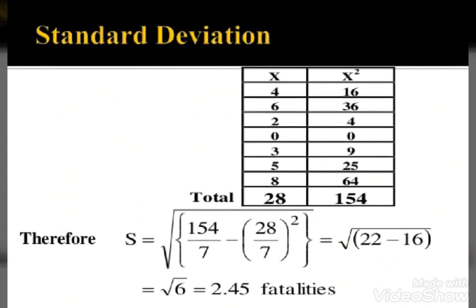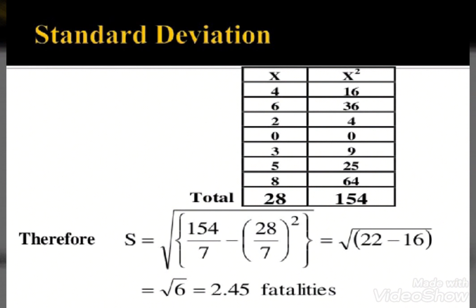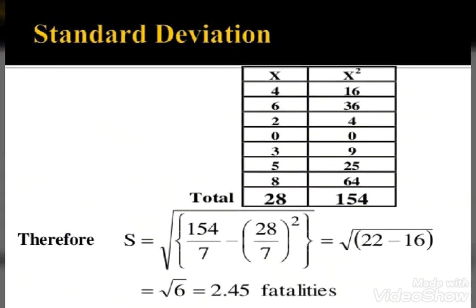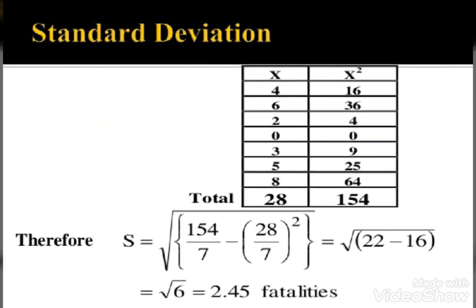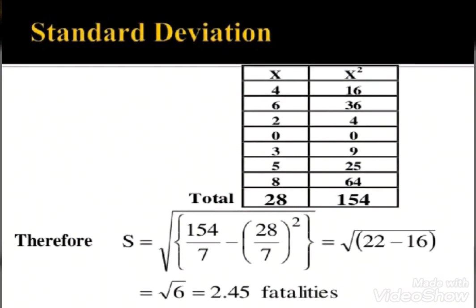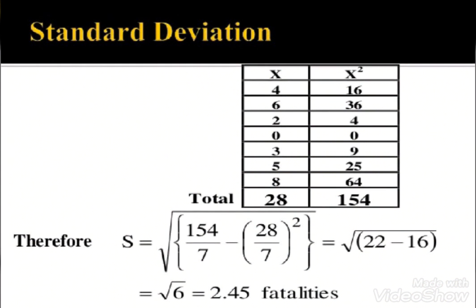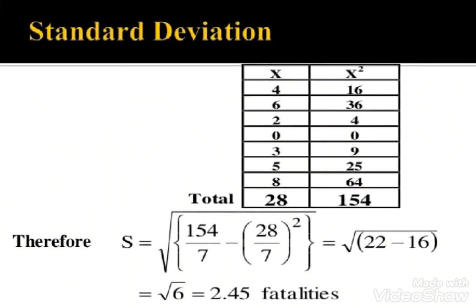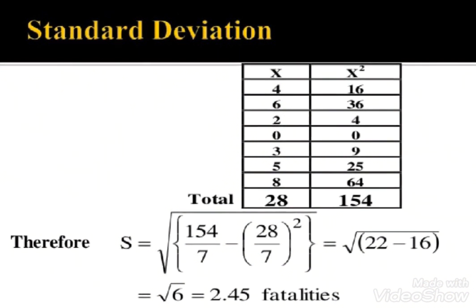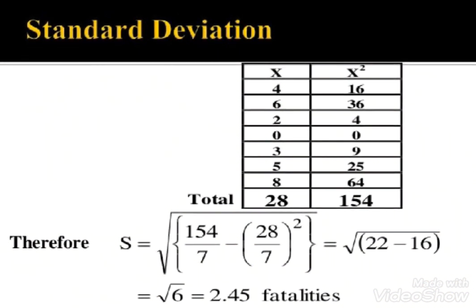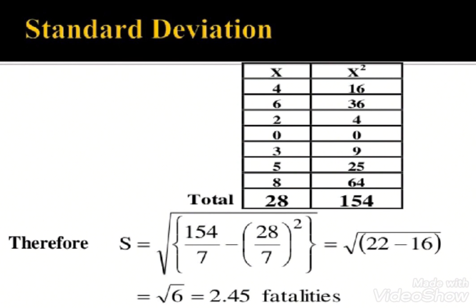Then we will see the question. In the question there are x and x square values. So x square values are calculated. Then using the formula they use s equals square root of (sigma x square by n minus (sigma x by n) whole square), and they substitute the values into the given formula and then calculate.